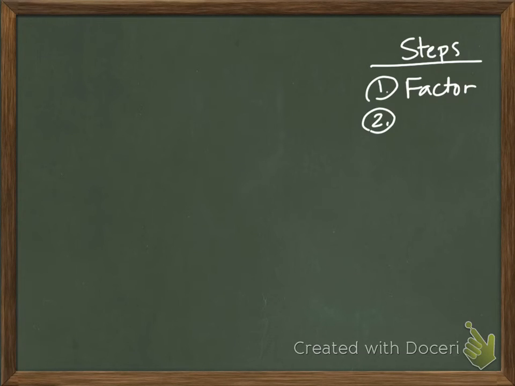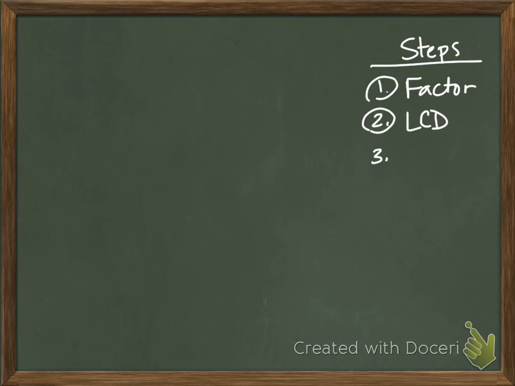If we do a slightly more complicated one, we write out our steps. Again, our first step is always going to be to factor. So, step 1, factor. Step 2, you're going to find your lowest common denominator.